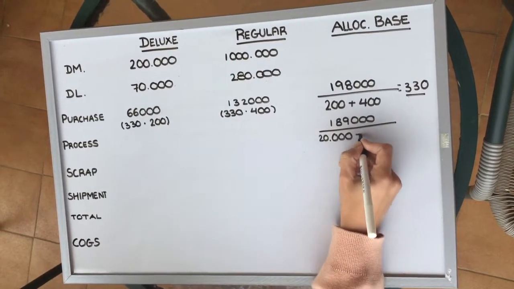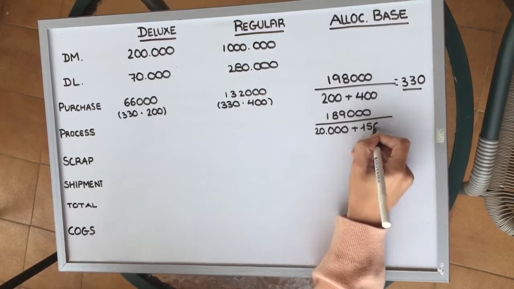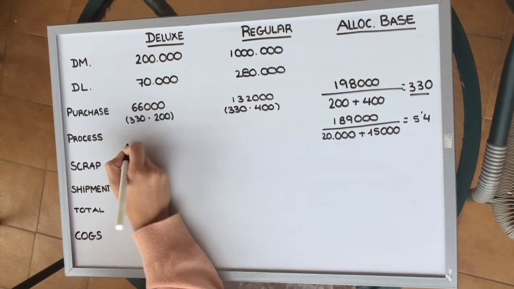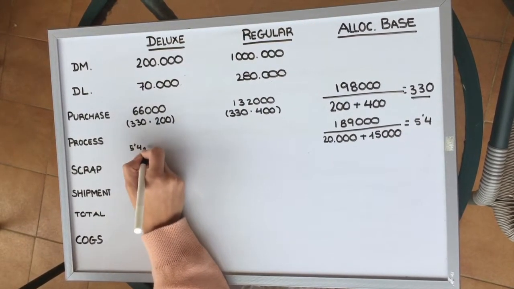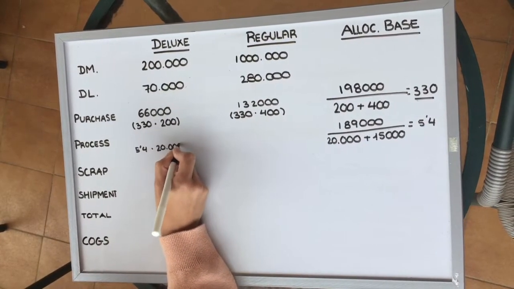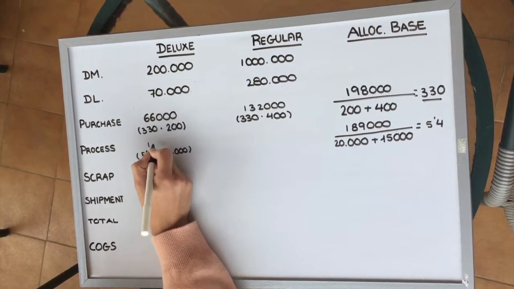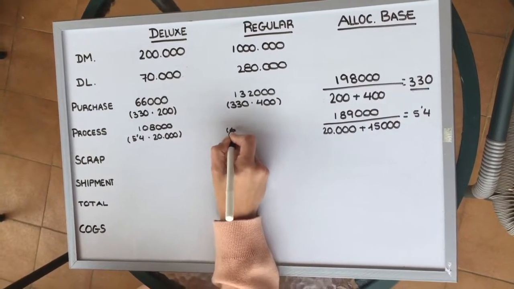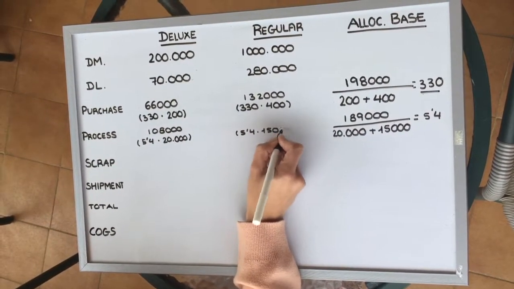After we have allocated all the cost among the deluxe and regular objects, we can also obtain the cost of goods sold by subtracting the non-manufacturing activities, in this exercise the shipment, from the total costs. With this information, we can furthermore create an income statement.